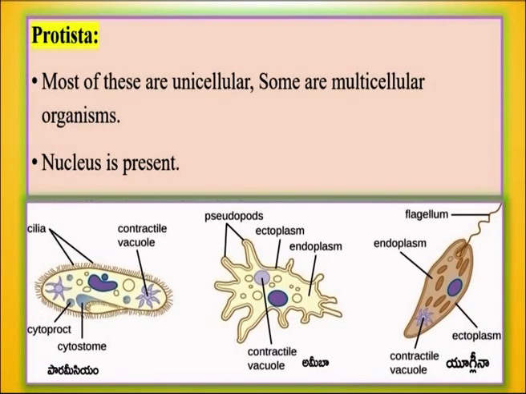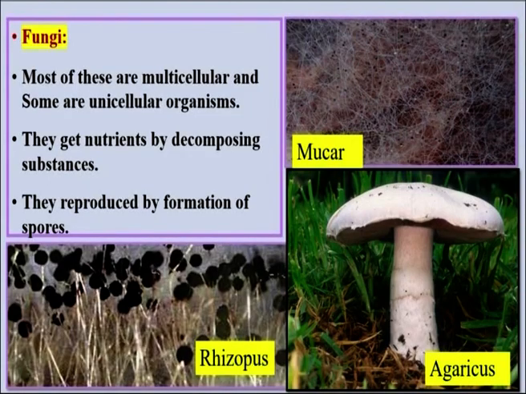When we look at the characteristic features of Protista organisms, most of these are unicellular, some are multicellular organisms. Nucleus is present in these cells. These organisms perform different functions with the nucleus. Fungi. Most of these are multicellular and some are unicellular organisms. They get nutrients by decomposing substances, especially the organic matter present in the plants and animals. They reproduce by formation of spores. Examples for fungi are Mucor, Rhizopus and Agaricus.